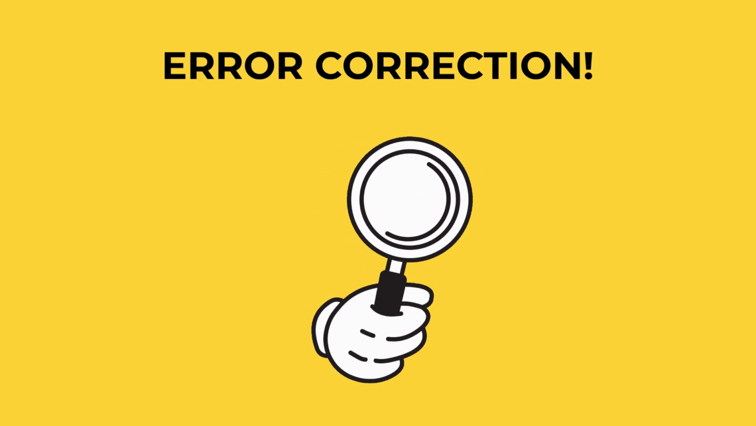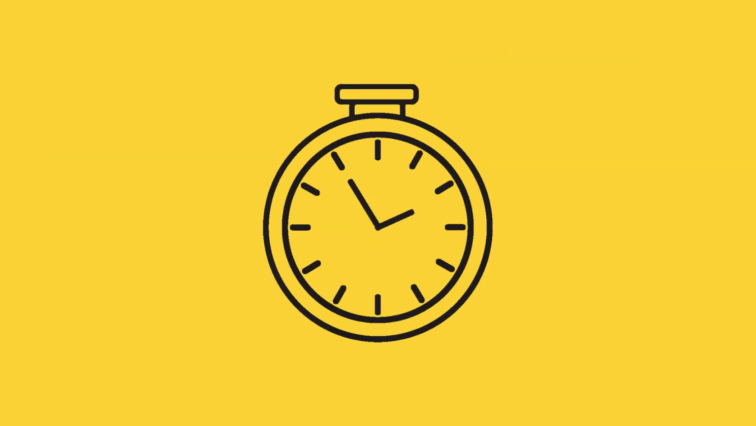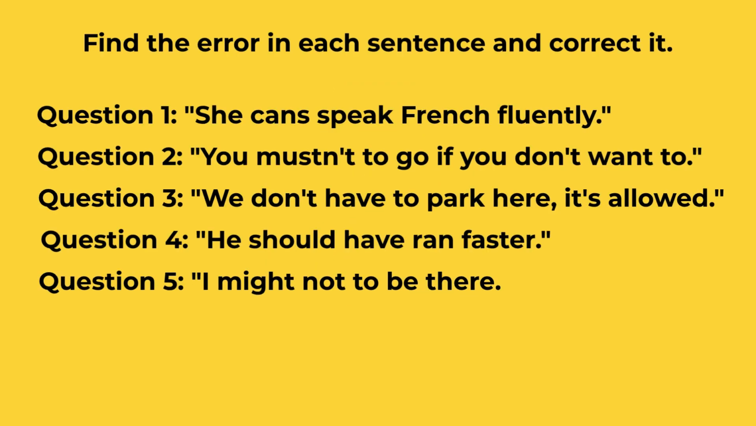Okay, here's our last test for the video. Find the mistake in each sentence and make it right. You will have 10 seconds for each one. Here's question 1. She cans speak French well. Question 2. You mustn't go if you don't want to. Question 3. We don't have to park here. It's not allowed. Question 4. He should have ran faster. And question 5. I might to be there.